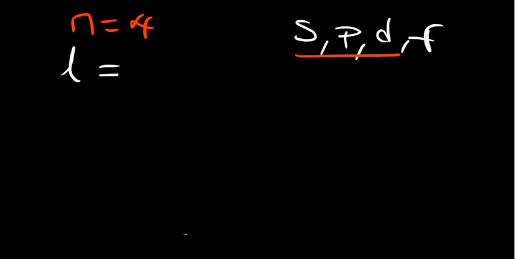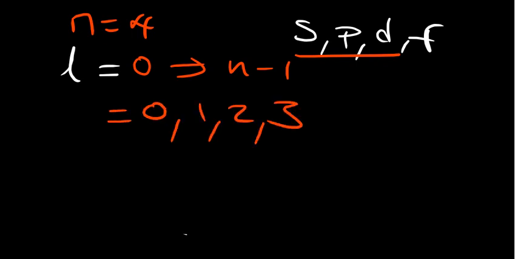So we said the formula is from 0 to what? N minus 1. Okay, n minus 1. So it will be 0, 1, 2, and 3 in this case, because our n in this case is 4. So 4 minus 1 will give us a 3. And that's why we're ending up here. So this tells us that when you are in the 4th energy level, you have the S, the P, the D, and the F.